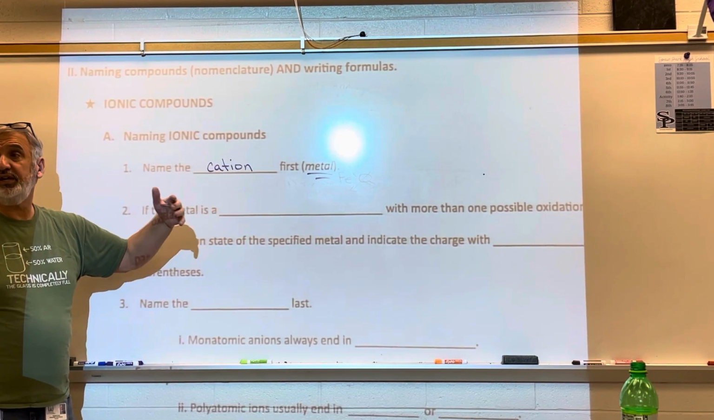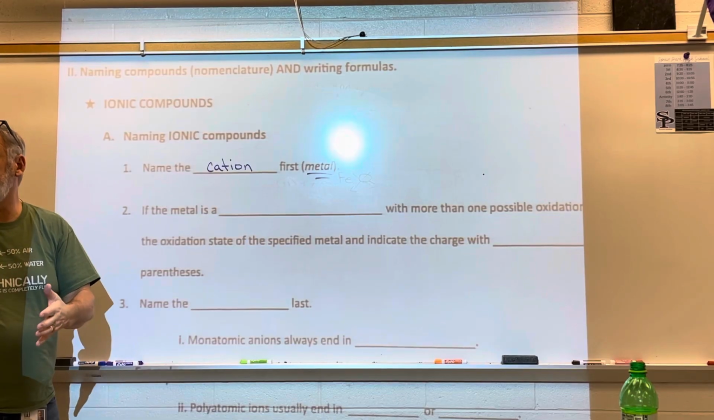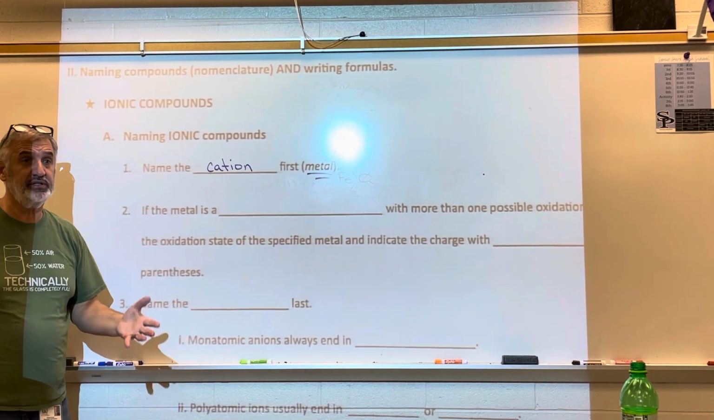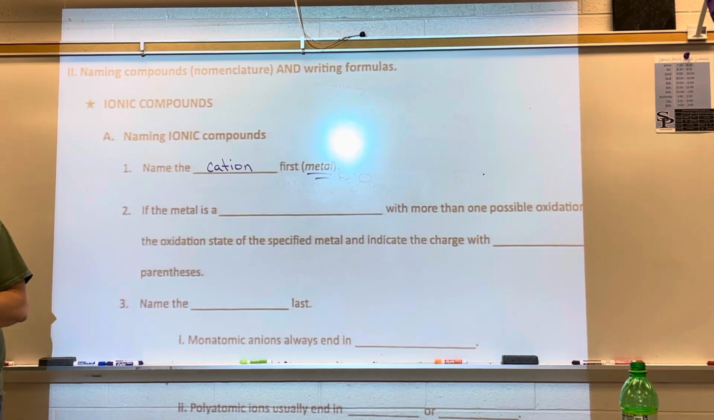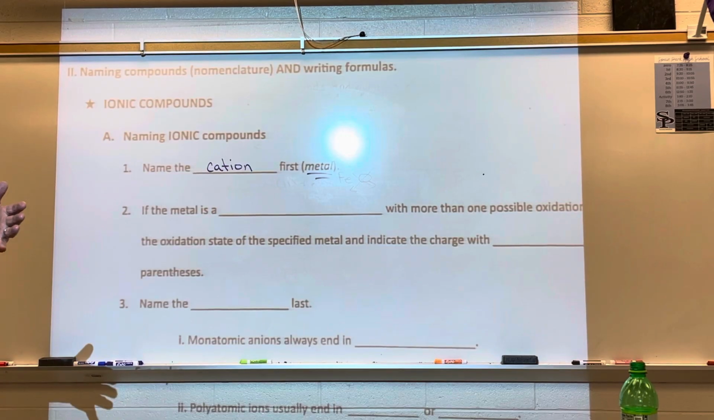So the sodium ion is still just going to be sodium. Calcium is still just going to be calcium. So you're just going to name it. There's no change of the suffix, nothing. You just name the metal. If it happens to be NH4+ first, then you just say ammonium, the name. I'm about to give you a sheet here in a second of all these common ions, but you just name the ion first.